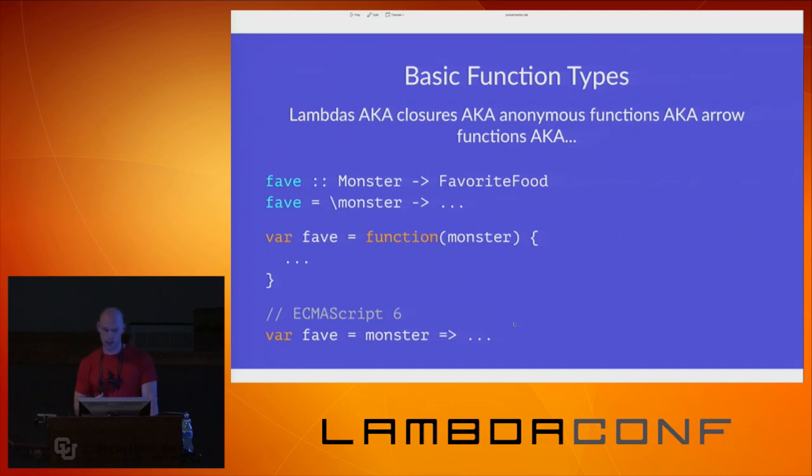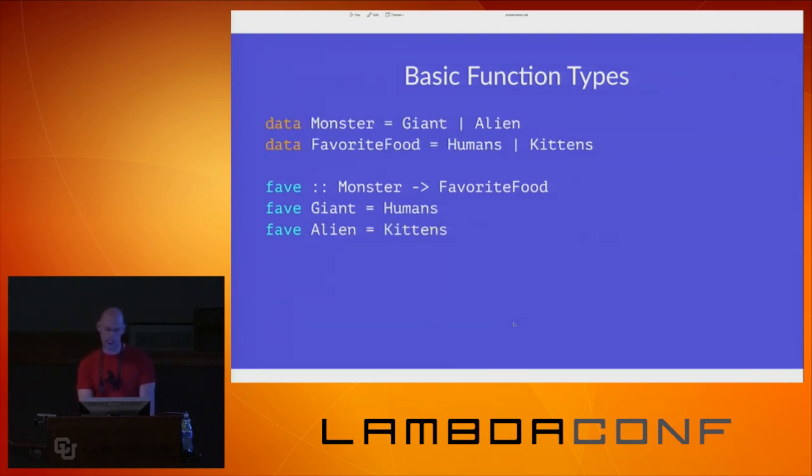Okay, so here it is. In fact, there is a way that you can define functions without listing the elements in their domain on the left-hand side of the equal. Up till now, we've been doing things like fav of giant is humans, and fav of alien is kittens. We list the name of the function and the element in the domain, and we say what the function maps it to in the codomain.